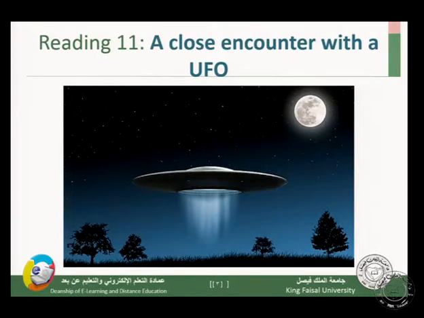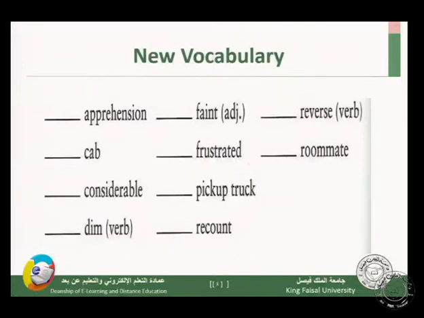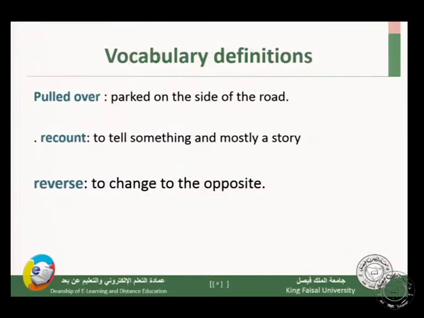UFO, the flying saucer. So, a close encounter with a UFO. This passage is about two or three people who say they encountered a UFO when they went on their way to Canada. In this passage we have new vocabulary, about 10 words, but before we discuss the new vocabulary, we're going to go to the vocabulary definitions.